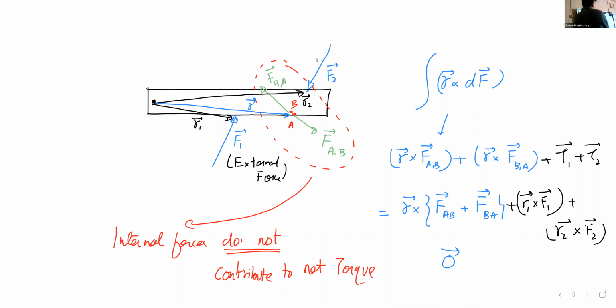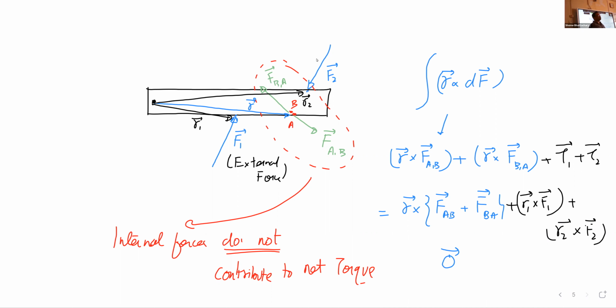So what we've seen is that if we apply dynamics to each and every particle of this rigid body, and when we wrote the dynamical equation, we just took the cross product with R on both sides. So we converted the F is equal to ma type of equation into a torque is equal to I alpha type of equation, and we integrated over all the particles. Then the result we are getting is that the net torque only depends on the torque because of the external forces.